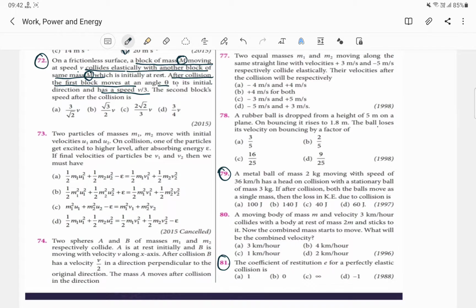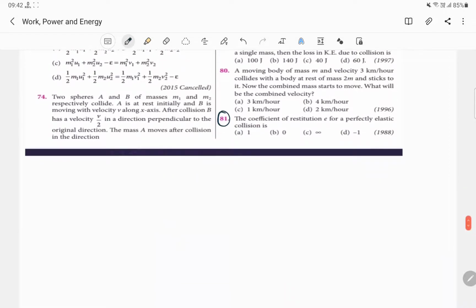And what about the second? For the second particle, it is not given. The second block's speed after collision is what we have to find out, the speed of the second particle after collision.